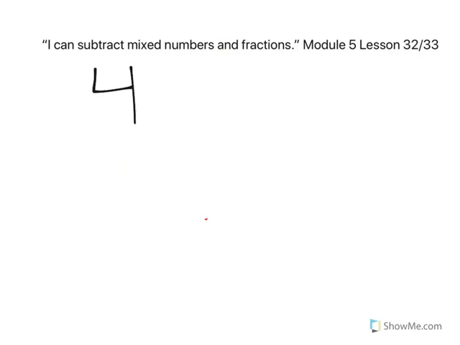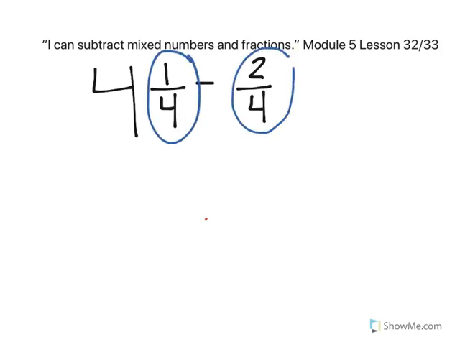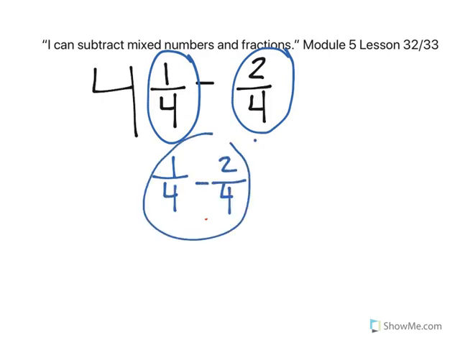Now let's look at an example where the first fraction that they give us is not the bigger one. What do I mean by that? Let's look at 1/4 and 2/4. Can I do 1/4 minus 2/4? No, I cannot, because I can't take 2 away from 1. I only have 1. There's not 2 to take away, so I can't do that. So here's what we have to do.